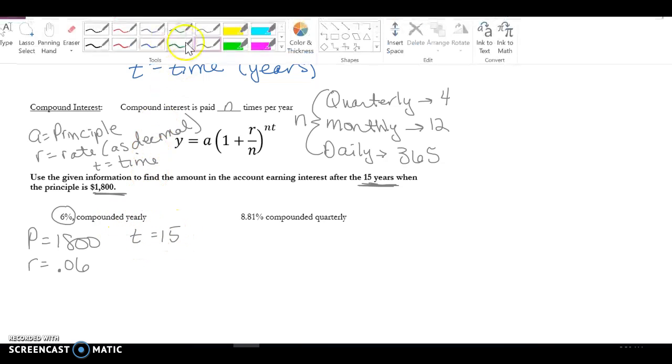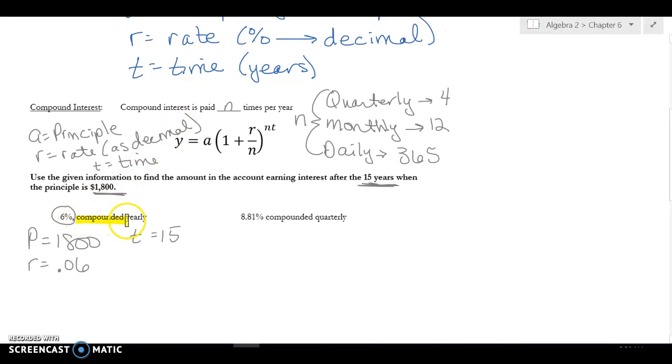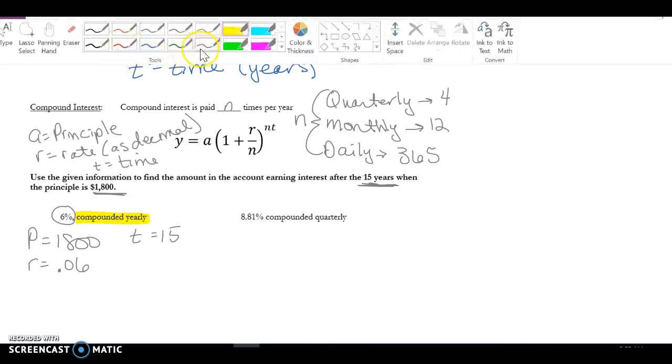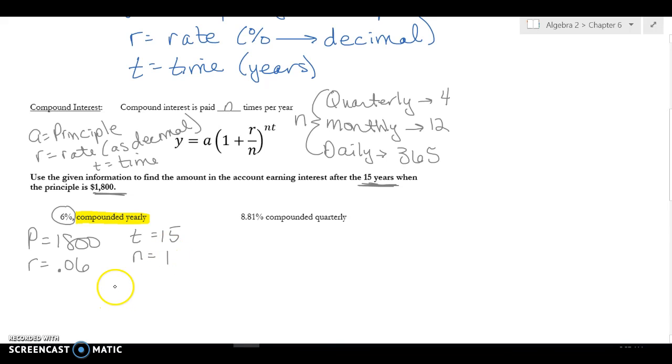And this last one, you see how it says compounded yearly? Yearly just means it happens once a year. So my n is 1. So when I plug this in now, it's going to be my principal, 1,800. My money is growing, so it's a plus. My rate divided by n times my number of times n times 15. Now, really, you don't have to divide by 1 or put the 1 there, but it's a good habit to get into because there's times that you'll forget it if we don't start doing it now.